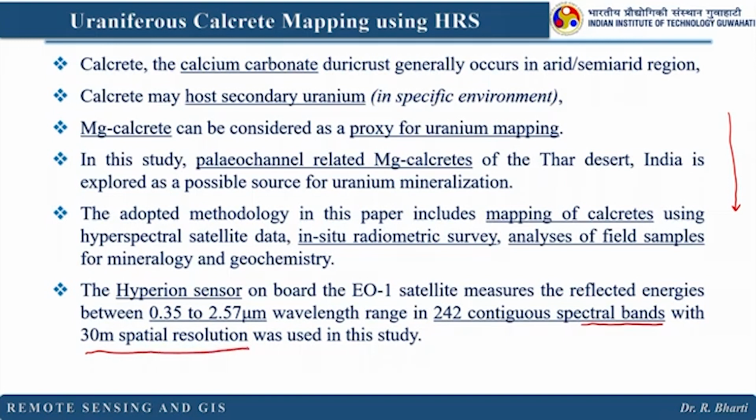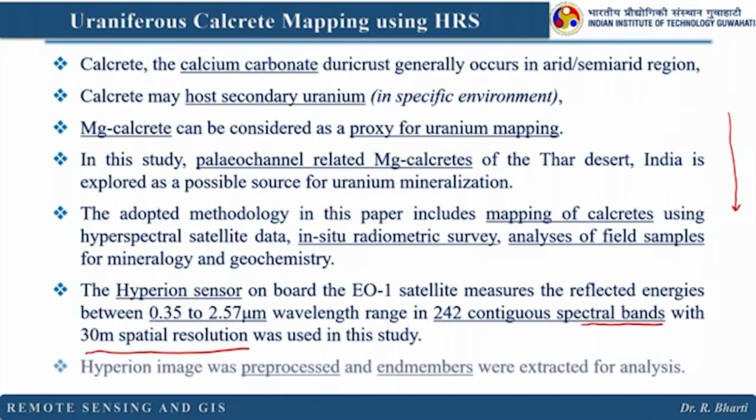So, in this study we have used the Hyperion sensor, which is a hyperspectral sensor, and the spatial resolution was 30 meter, and we got 242 bands from this particular sensor. In this section I will explain how we have used hyperspectral remote sensing for mapping uranium by using the proxy, which is basically Mg calcrete. For that, the Hyperion image was pre-processed and end members were extracted for the analysis.